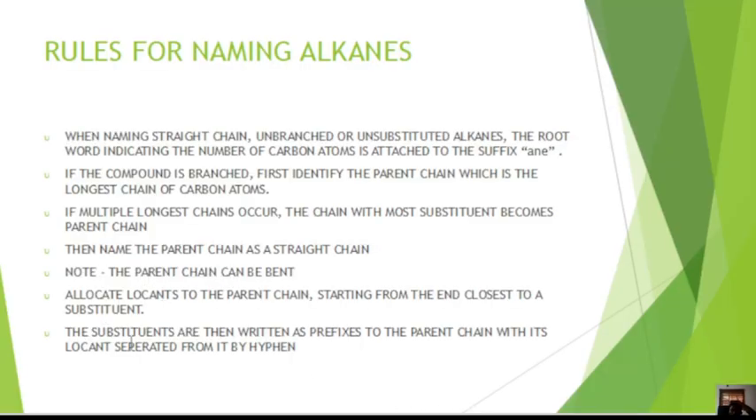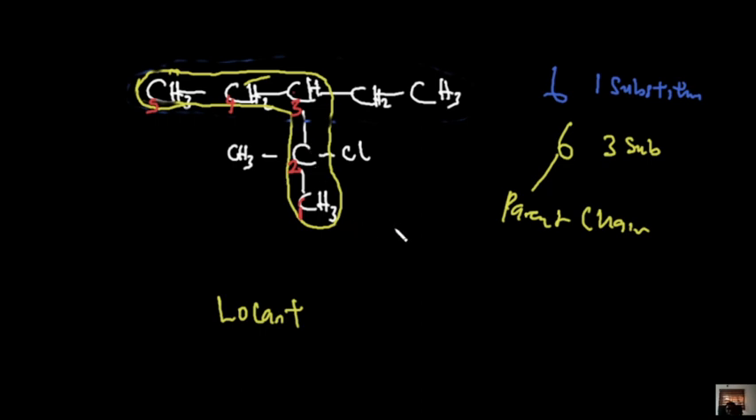Then the next rule now says, the substituents are then written as prefixes to the parent chain with its locant separated from it by a hyphen. Now, before we get to this complicated structure, I am just going to give you a simple structure, and then we'll apply these rules we've learned so far. Then, when we are done with the whole rules, we'll get to discuss complicated structures like this. Now, imagine you had something like 1, 2, 3, 4, 5, and you have CH3. Now, CH3.